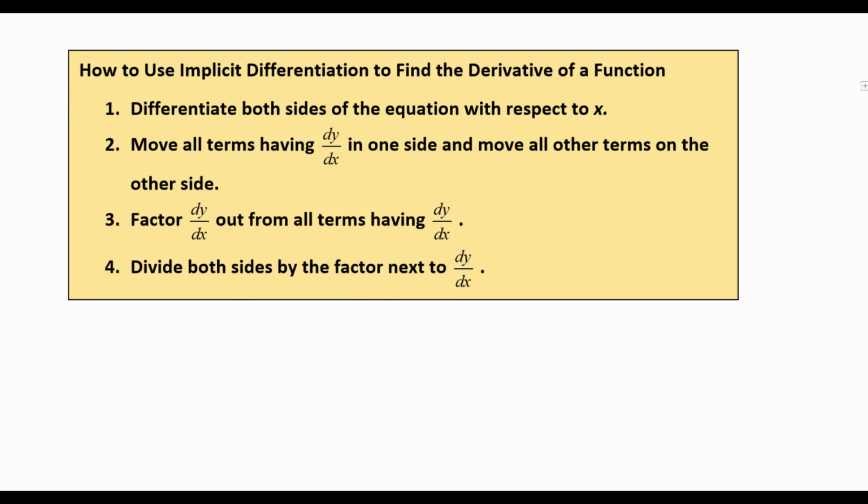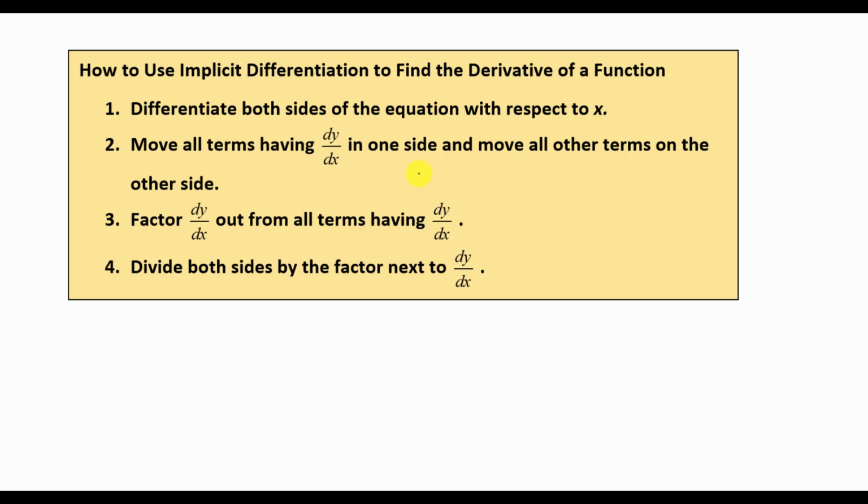So this is how to use implicit differentiation to find the derivative of a function. First, you differentiate both sides of the equation with respect to x. Then some terms will have a dy dx, some terms will not have a dy dx. So move all the terms having dy dx to one side. I typically move them to the left, and move everything else to the other side, meaning terms that do not have dy dx, you move to the right hand side.